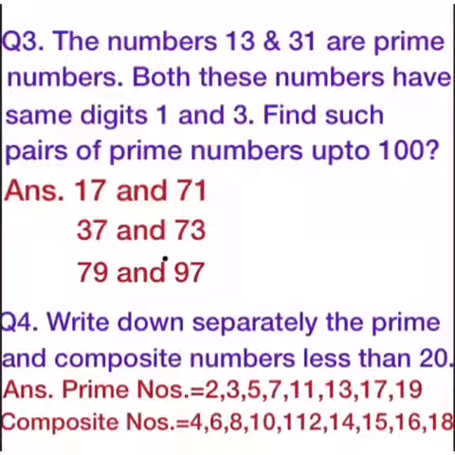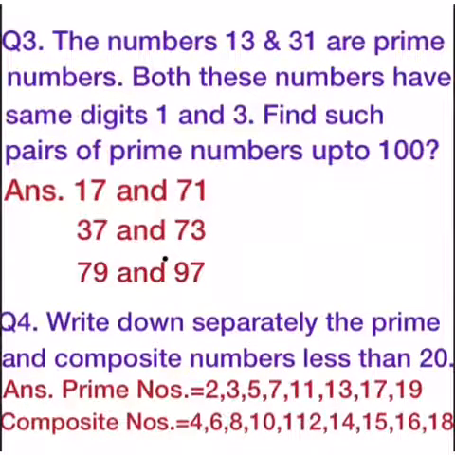Children, now question number 3. The numbers 13 and 31 are prime numbers. Both these numbers have the same digits, that is 1 and 3. Find such pairs of prime numbers up to 100. Okay children, so see here, 13 and 31, their digits are the same, but their place values are just changed. Now we will find such sets of prime numbers which have the same digits. The first one is 17 and 71, second is 37 and 73, and third is 79 and 97. So these are some pairs of prime numbers which have the same digits, and they are up to 100.